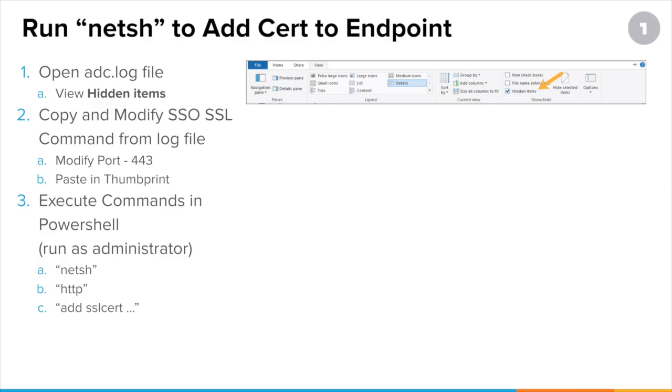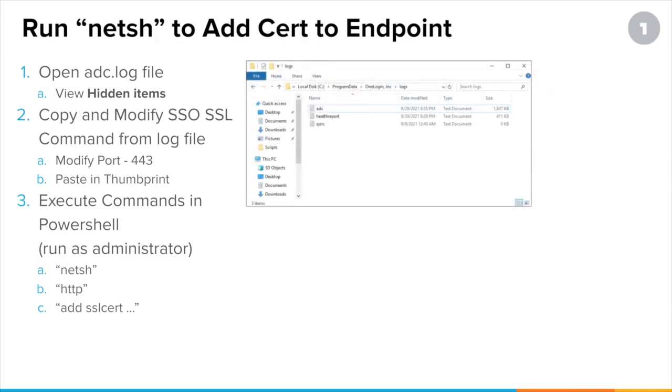Where can you find the netsh command? Well, we have made it available in your ADC log file. ADC log file is located in the program data directory, which is hidden by default. So to get to the ADC log file, you need to be able to view hidden items. So in Windows Explorer, choose the View menu and check Hidden Items. From there, navigate to Program Data OneLogin Inc. Logs and open up the ADC log file.